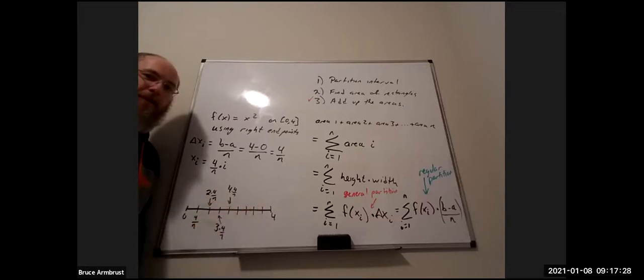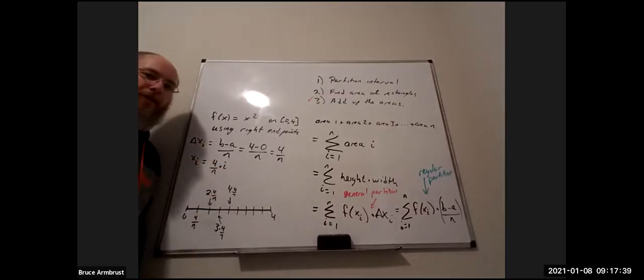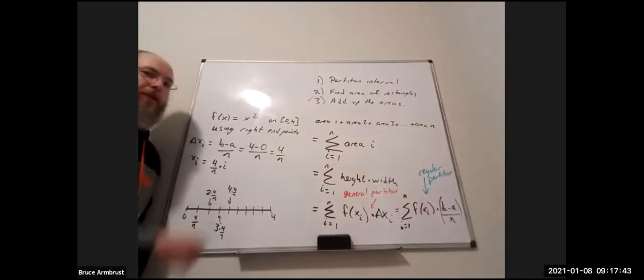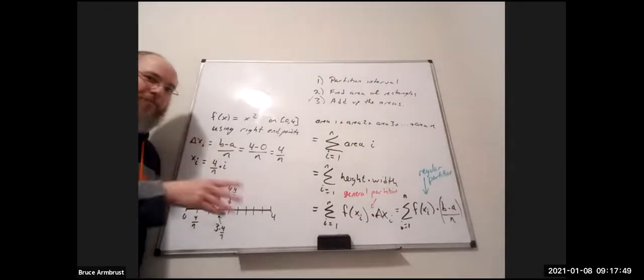It's super easy. You say, hey, Bruce, I want you to do the 10th interval. Okay, I'll do 4 over n times 10, plug that into my function. What about the 30th interval? 4 over n times 30, plug that into my function. What about the millionth interval? 4 over n times a million, plug that into my function. Right? I don't have to think anymore. I'm just spouting out the same thing every time.